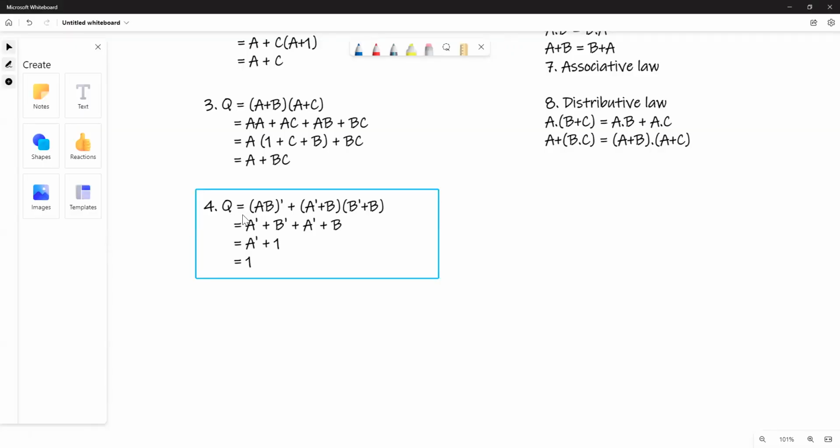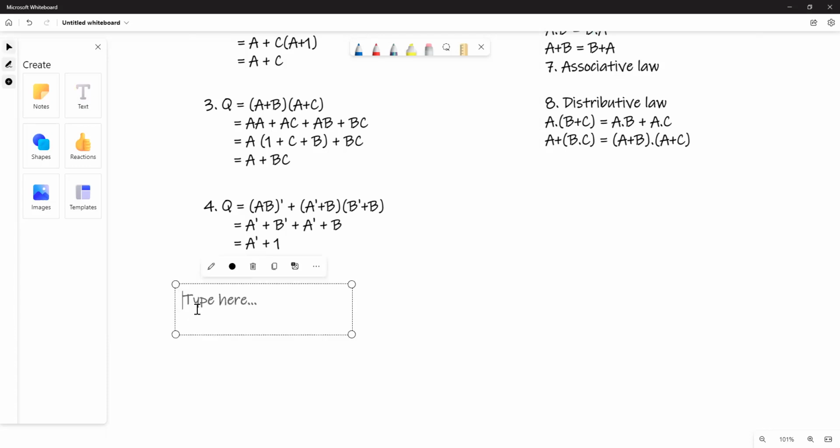In the fourth one, we have (a b)bar plus (a bar plus b) into (b bar plus b). So this is (a b)bar. From De Morgan's theorem, (a b)bar is equal to a bar plus b bar. And then here we have a bar plus b, this is 1. So here we have a bar, so that becomes a bar. b bar plus b becomes 1. So if you add anything to 1, it should become 1, isn't it? Right. Some homework you can try.